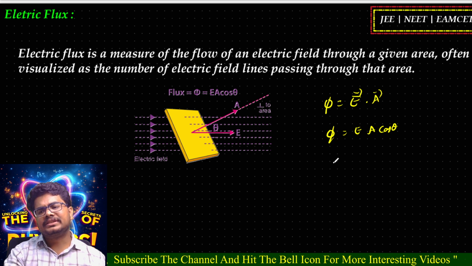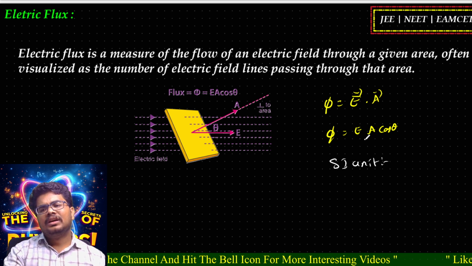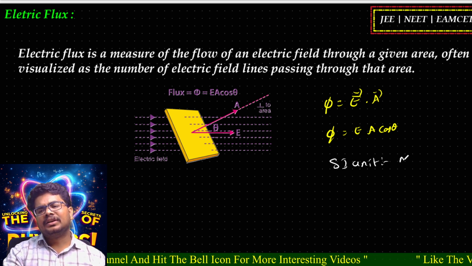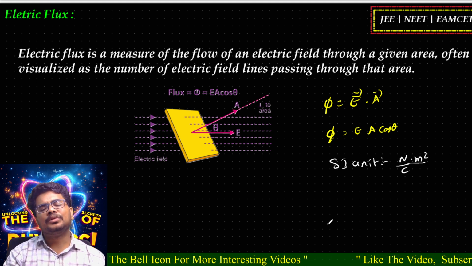Can we write the SI unit, sir? How can we write the SI unit? Check the SI unit: electric field into area. What is electric field? Newton per coulomb. Area is meter square. So the unit is Newton meter square per coulomb.